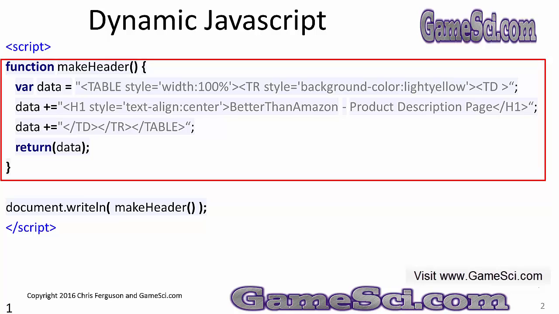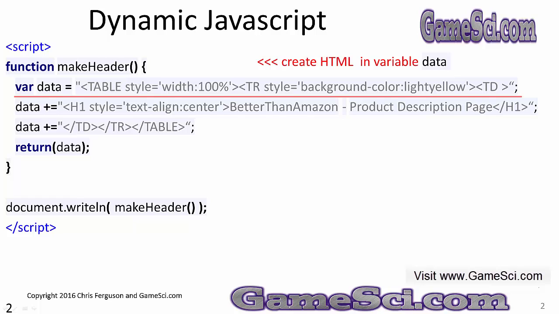It's taken pretty much verbatim from the lecture. Again, I hope you read the lecture first before doing this. The function makeHeader is going to build a chunk or a piece of HTML and return it to the user. We're going to create that HTML in a variable called data, and there's going to be 3 lines of code here that add to it.